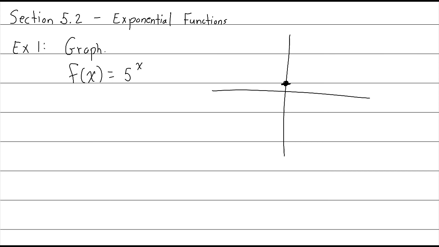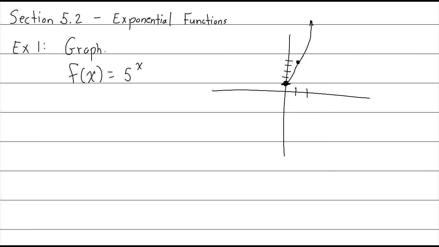Now think about it. When x is 1, y would have to be 5, because 5 to the first power is 5. When x is 2, that's 5 squared. Think about that. We just went from 1 to 5 to 25. That would be actually off this page. So we know this side of the graph skyrockets up.